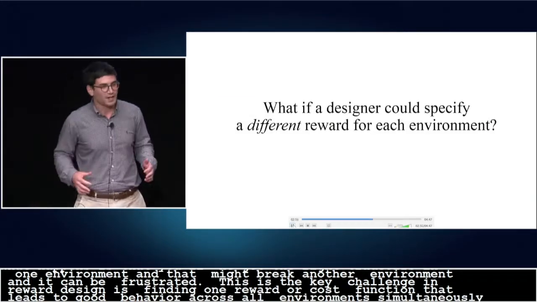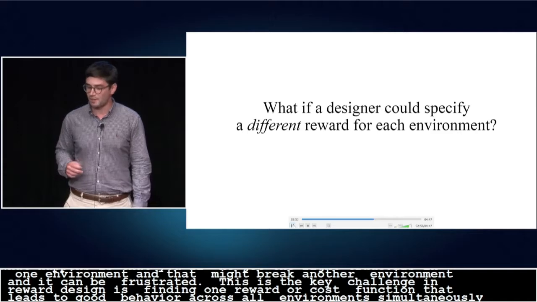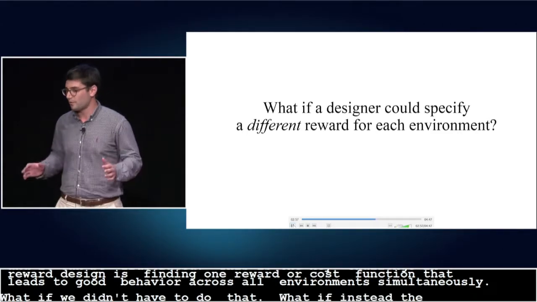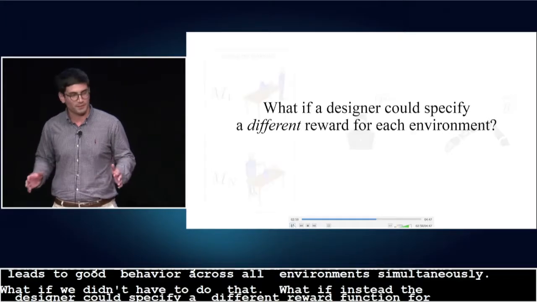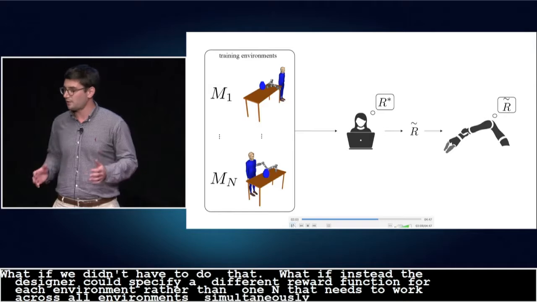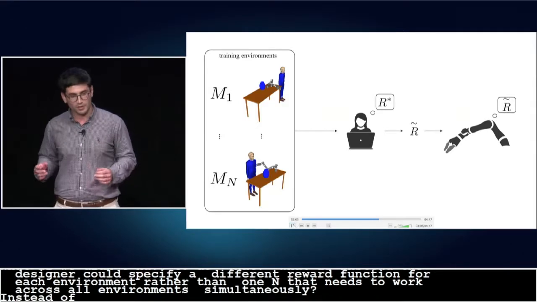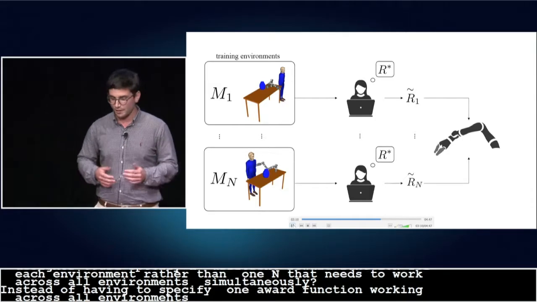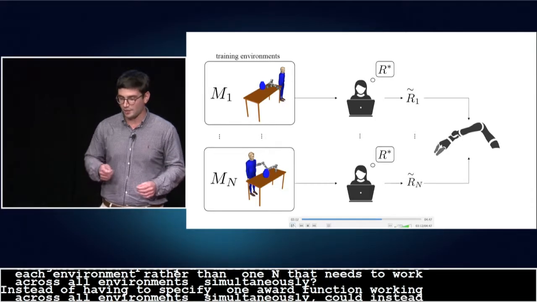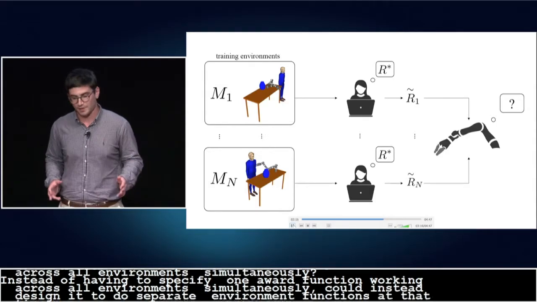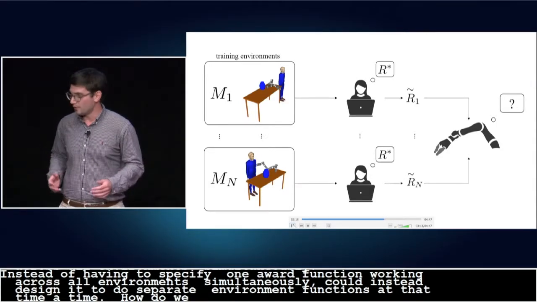So what if we didn't have to do that? What if instead the designer could specify a different reward function for each environment rather than one reward function that needs to work across all environments simultaneously? Well, this would greatly simplify the reward design process, because instead of having to specify one reward function that works across all environments simultaneously, we could instead enable the designer to specify a separate reward function on each environment at a time. But then the question becomes, how do we combine these reward functions to generalize to new environments?